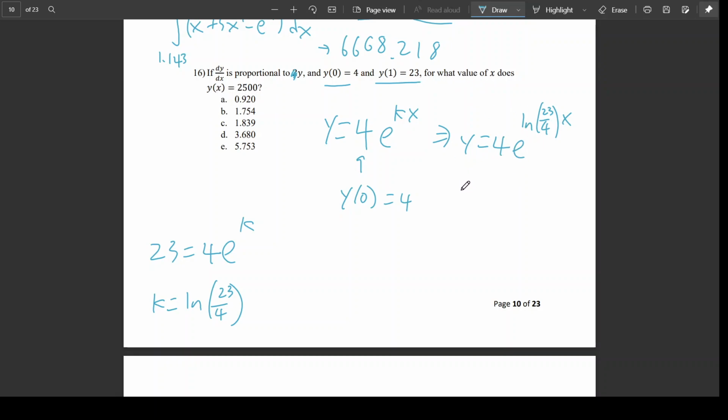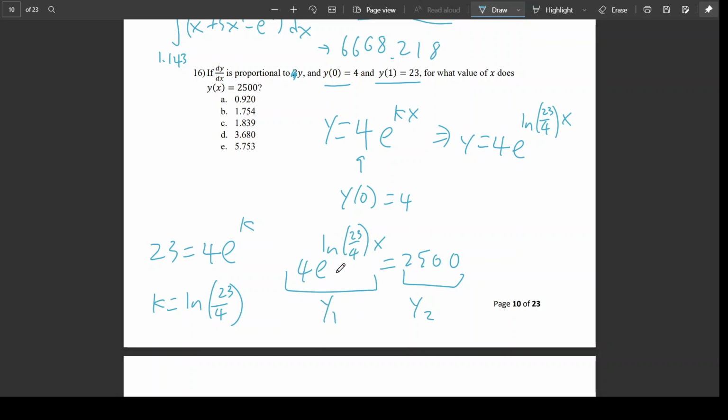So I'll set this equal to 2500. So 4 e to the ln 23/4 x equals 2500. And the way to solve this, the best way, is by graphing. You put this in y1, you put this in y2. You could solve it normally if you want, but I'm lazy, I'll graph it.